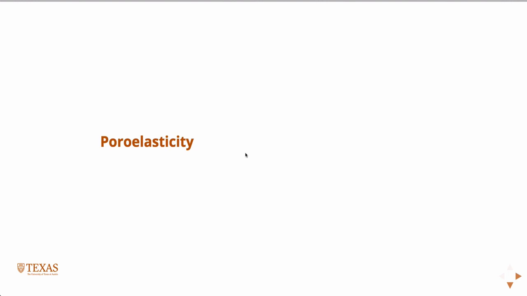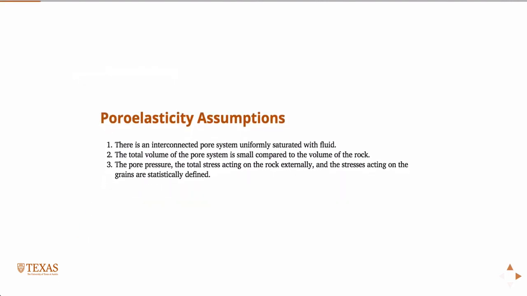So last time we started talking about poroelasticity. Mainly we have these three assumptions: that there's an interconnected pore system, that the total volume of the pore system is small compared to the rock, and that the pore pressure, the total stress externally, and the total stress on the grains are statistically defined, which basically just means that we can use averages, that there's a separation of length scales so that we can use homogenization or averages, okay?